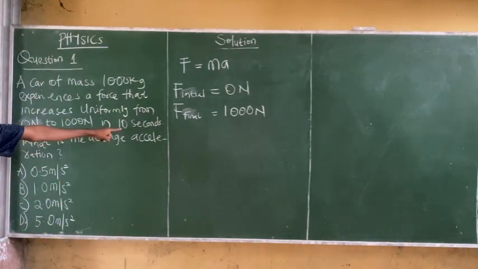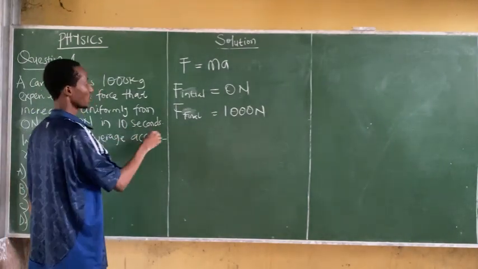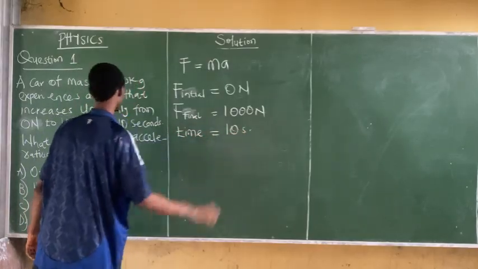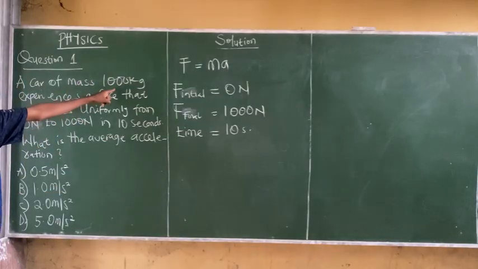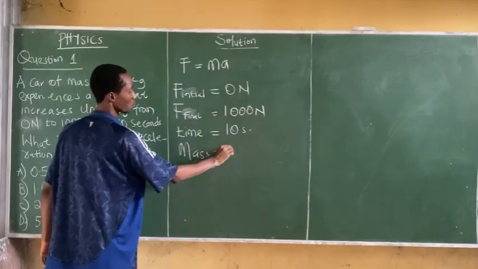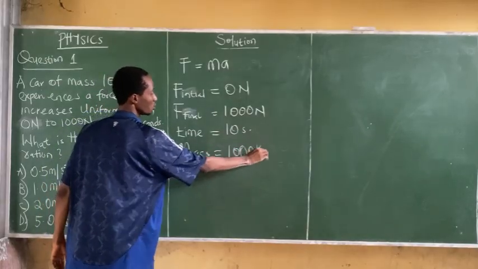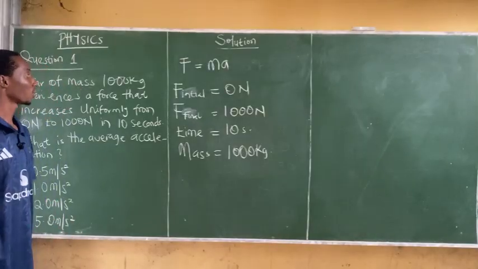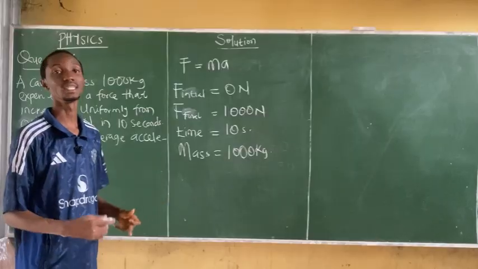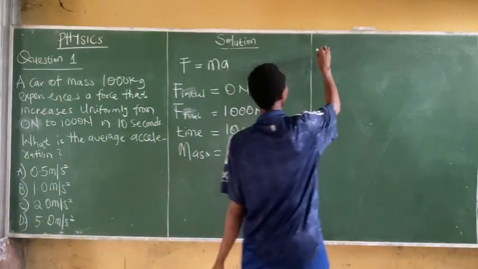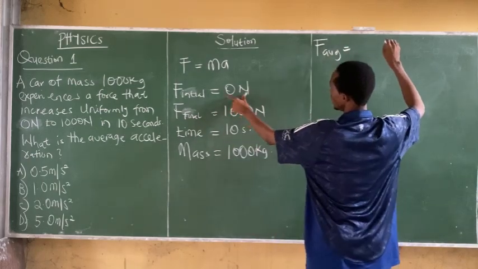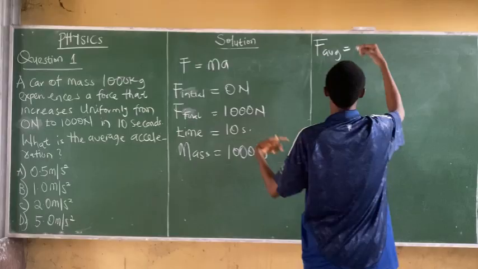They also gave us time, right? Time is what? 10 seconds. So we have time to be 10 seconds. They gave us mass to be 1000 kg. So we have mass is equal to 1000 kg. Now we have two forces here. So what we need to do is to find the average force. The average force is equal to the F initial plus F final divided by 2.